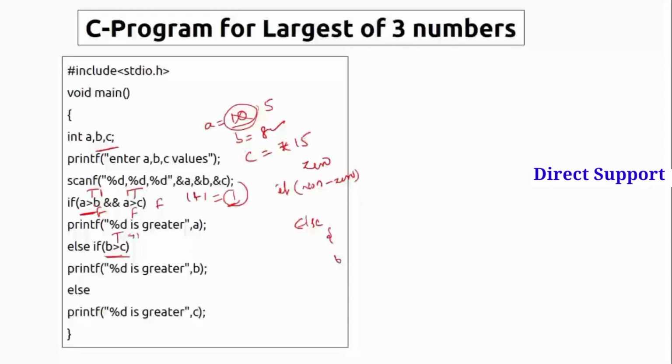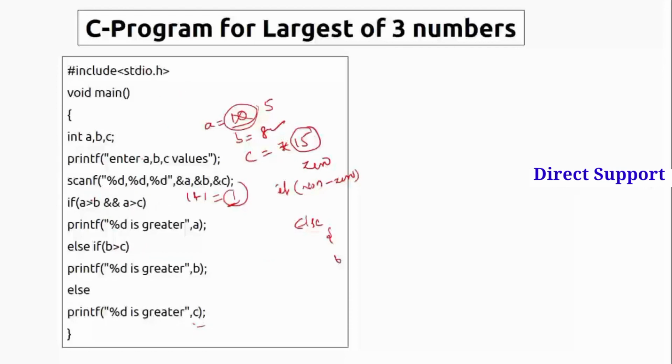You can see 5 is greater than 8, false. 5 is greater than 15, of course false. Here it comes, 8 is greater than 15, false. So here the else part, which is 15, is your answer. One more interesting part that we need to learn.